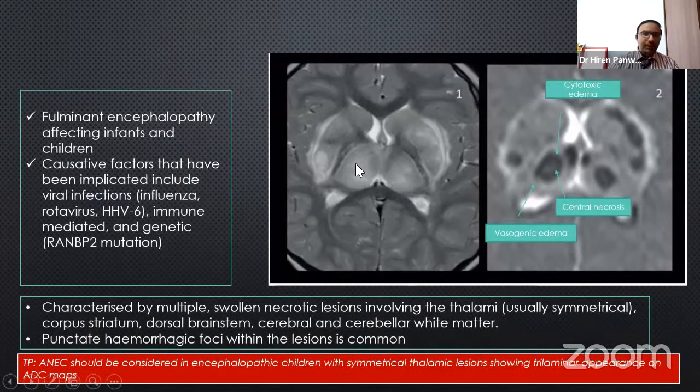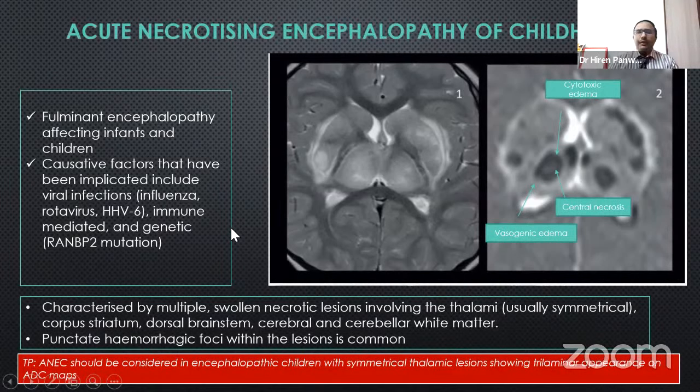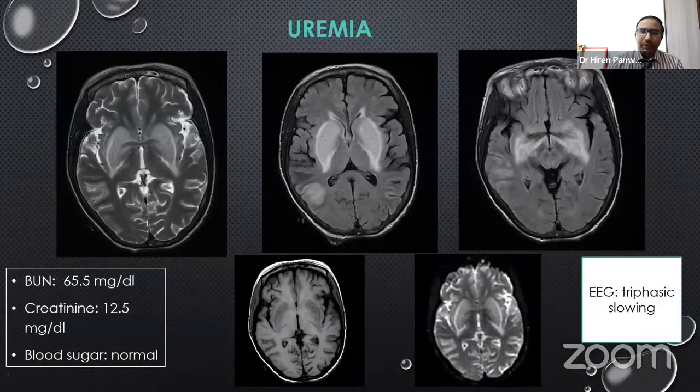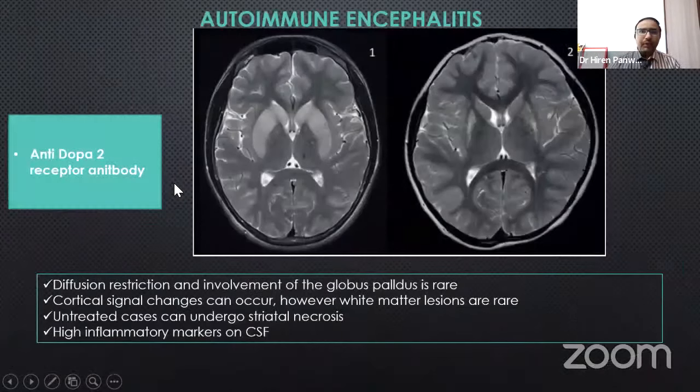So thalamic hemorrhage, punctate, is a classical hallmark, and this kind of trilaminar pattern seen on the ADC map, you should look for that, and that could be giving it away. And sometimes this ANEC can be secondary to genetic conditions like RANBP2 mutation also, that we have to take into consideration. Then sometimes uremia also can have a similar kind of pattern with swelling of the corpus striatum with relative sparing of the globus pallidus and a rim surrounding the putamen.